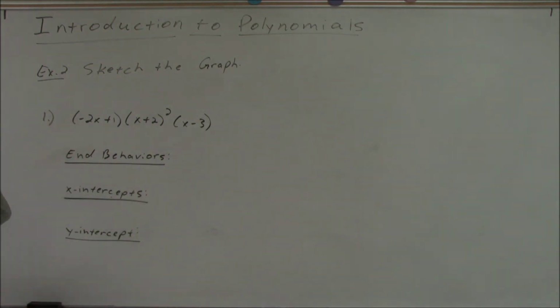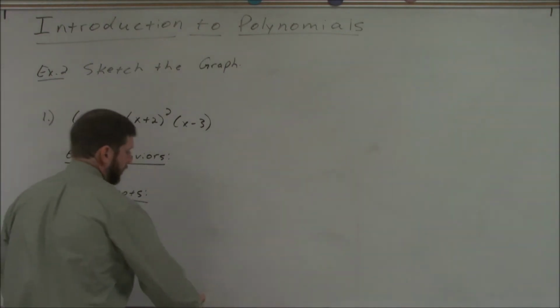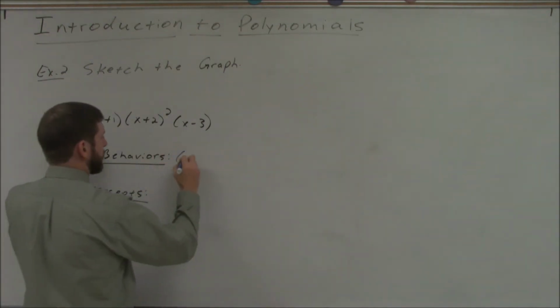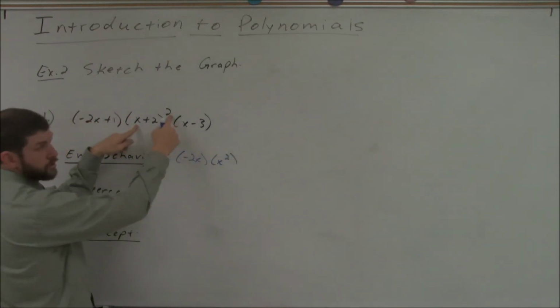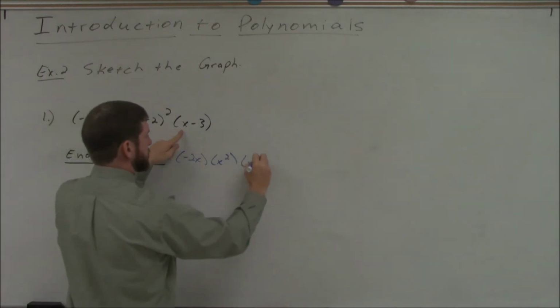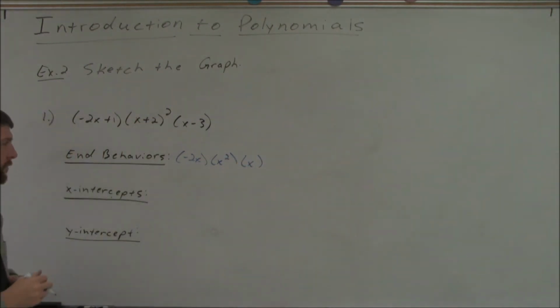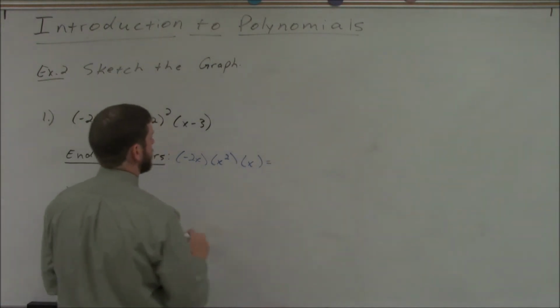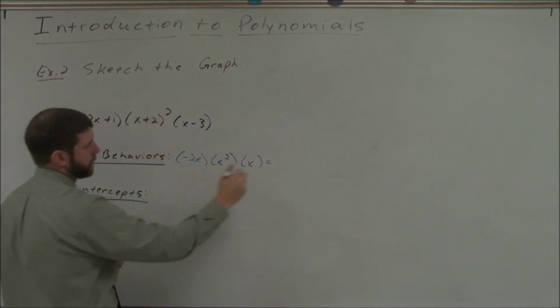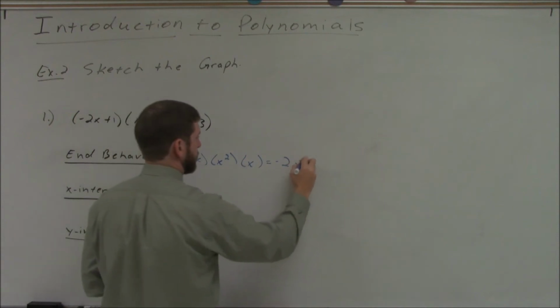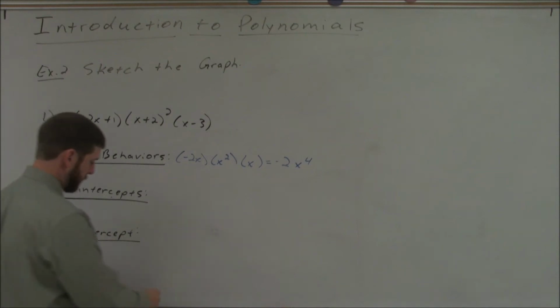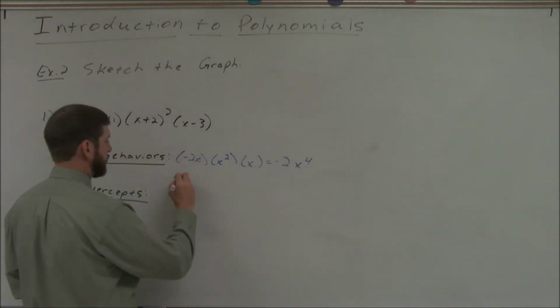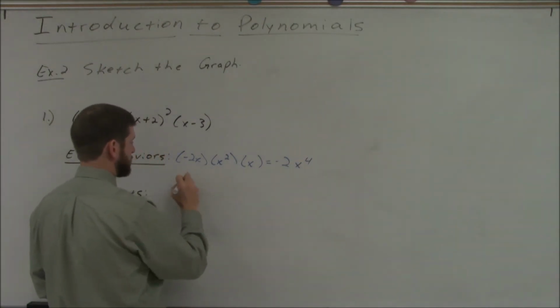So to get end behaviors, I need two things: degree and lead coefficient. We know, as we just saw, we're going to do that by putting together our first terms: 2x, x squared, and x to the first. The exponent has to be a part of it. So when we do that, we get negative 2x to the 4th. End behaviors will tell me that my lead coefficient is negative and my degree is even.